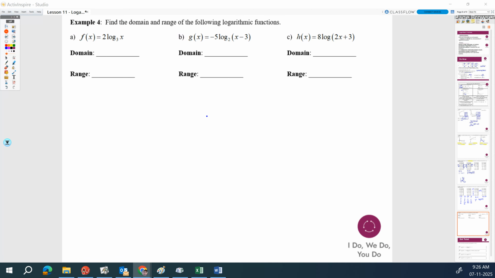Alright, so for these functions, this function here, we don't have any horizontal translation. I'll just do a quick sketch. This function is going to look like this. It's going to go through 1, 0. It's going to go through 3, 1. This function looks like this. Our vertical asymptote is going to be x equals 0. So this is x is greater than 0. And this is x is all real numbers.